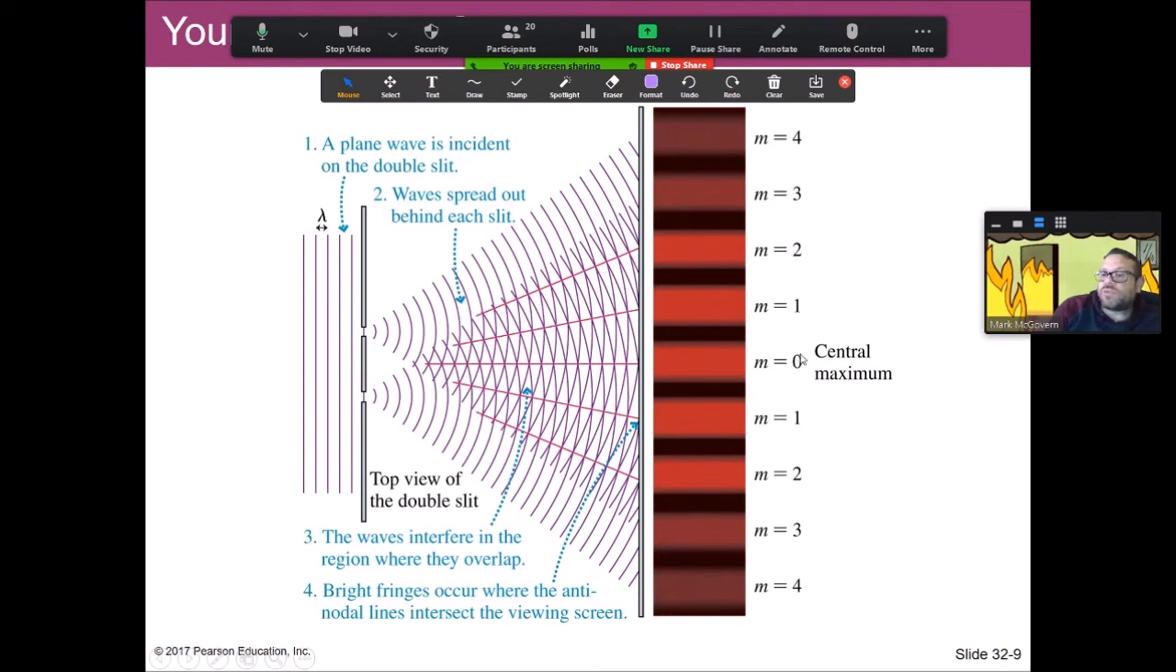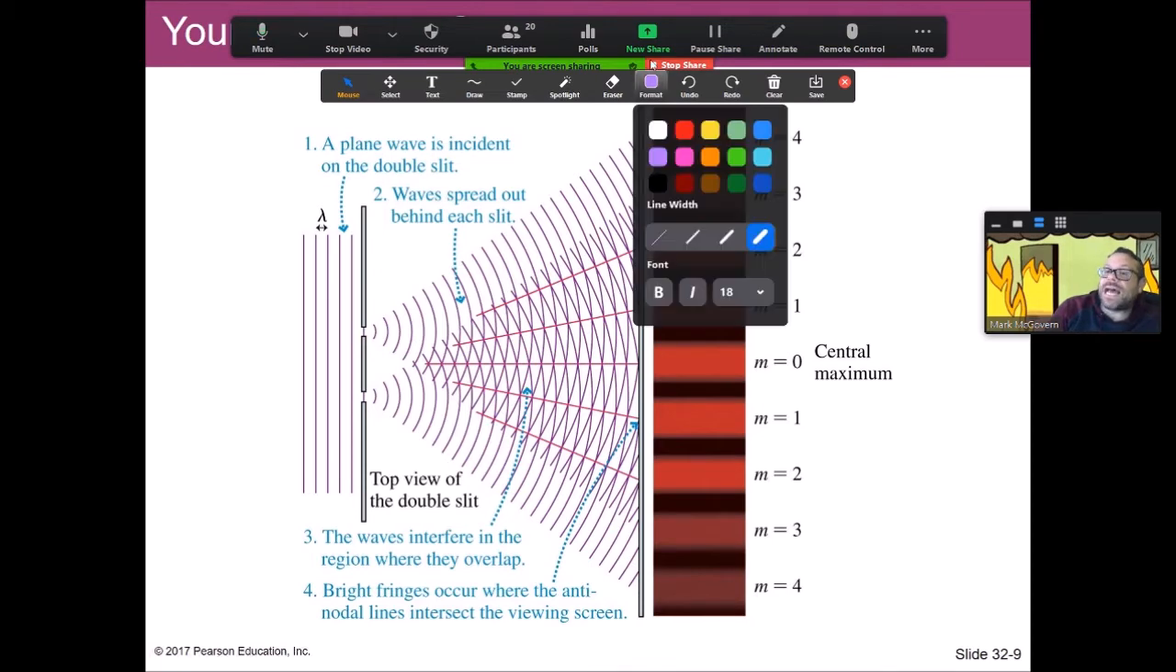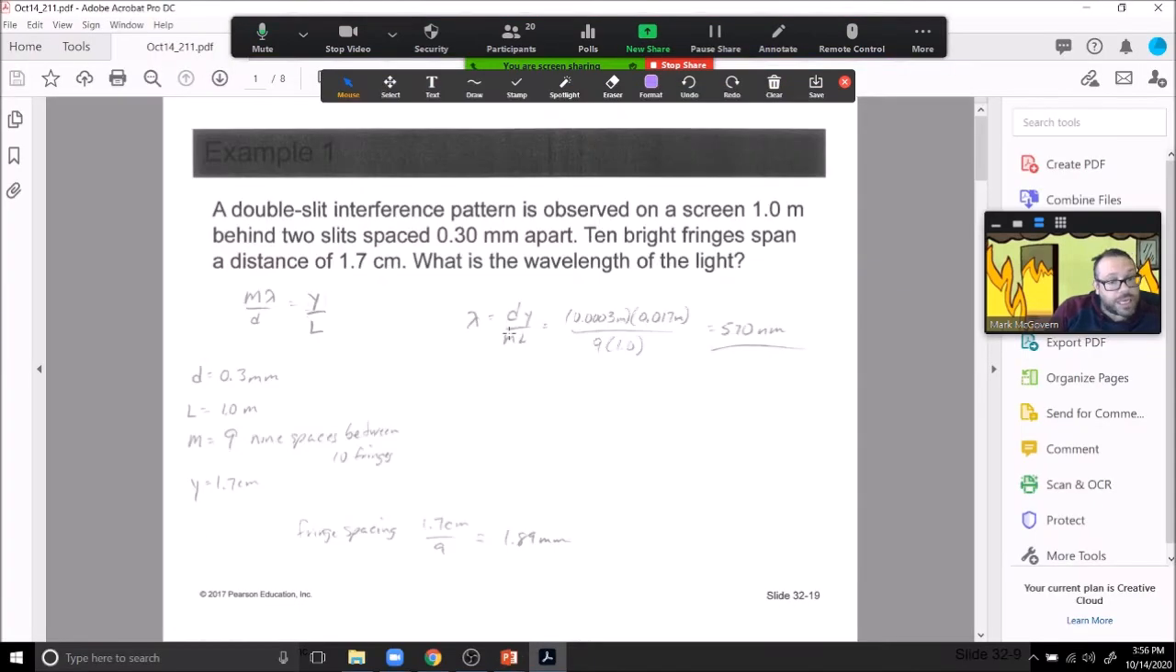There's one space between 0 and 1 and one space between 0 and 2. 3 fringes means m equals 2. So 10 fringes would mean 9 spaces, and therefore the value of m is 9. That's a little tricky, but that's what we have going on here.